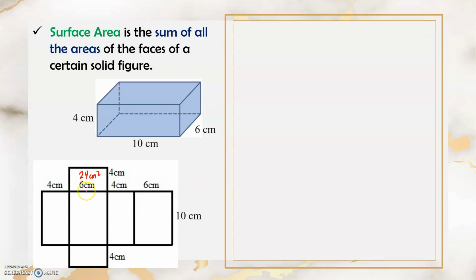Now, if we will solve for the area of this face here, we'll have to multiply 6 centimeters and 4 centimeters. And remember that this is the height and the width of our rectangular prism. So 6 centimeters times 4 centimeters will give us 24 square centimeters.